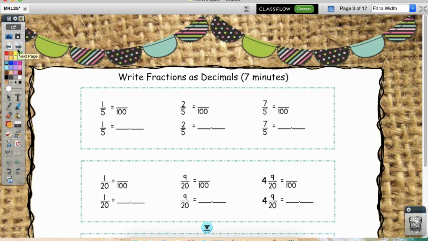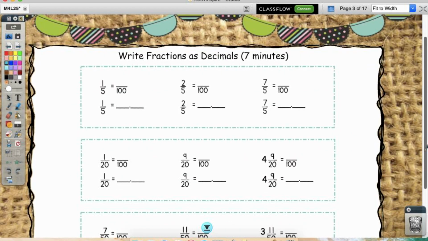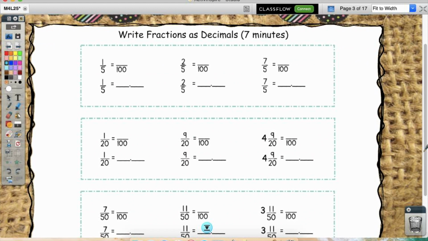So now we've got some different ones. We'll do the first one, and then you can finish the next 2. 5 times what equals 100? 20. So if 5 times 20 is 100, how would I write 20 hundredths? 0.20. And what 0 can I get rid of, boys and girls? The one at the end. Okay, I'm going to pause it while you do the next 2.